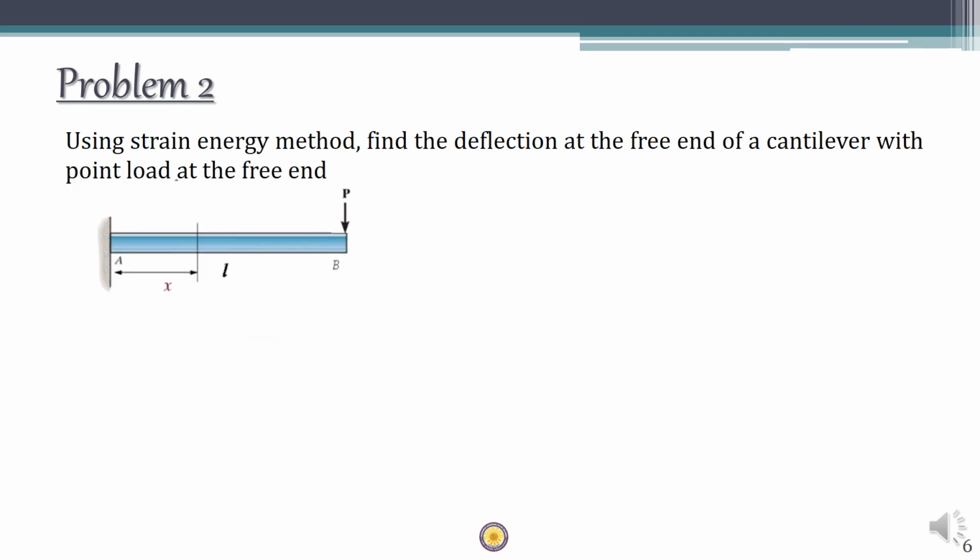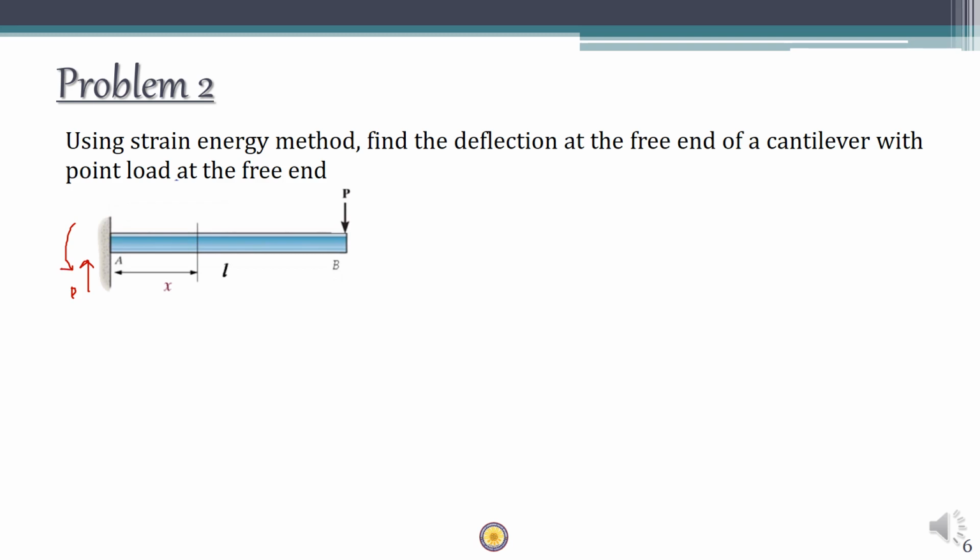Again we have one more problem here. Using strain energy method, find the deflection at the free end of the cantilever with a point load at the free end. Okay, simple question. So what you have to do here is, first of all, find out the total strain energy of the given beam. For that, first of all you have to find out what is the reaction. So the reaction here is P, and there will also be a moment which is PL, right?